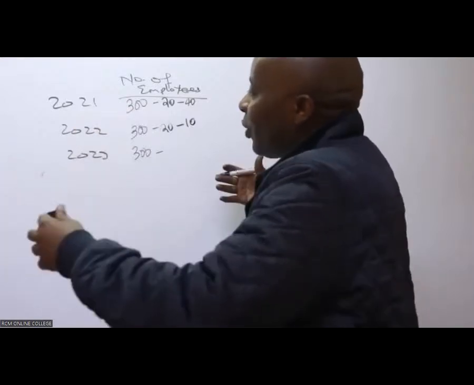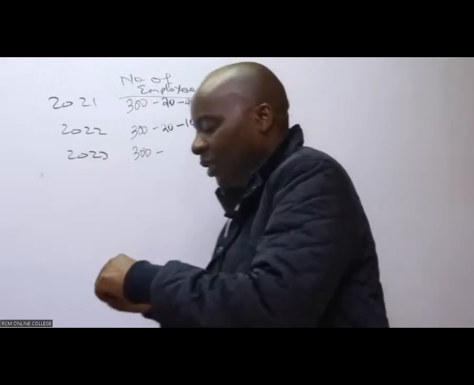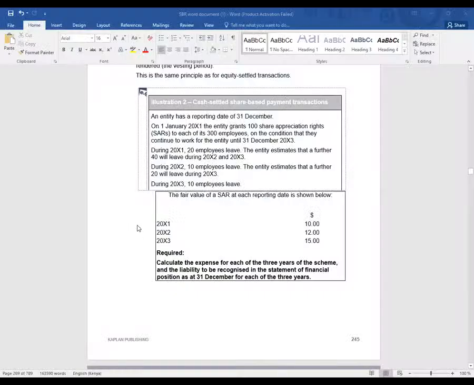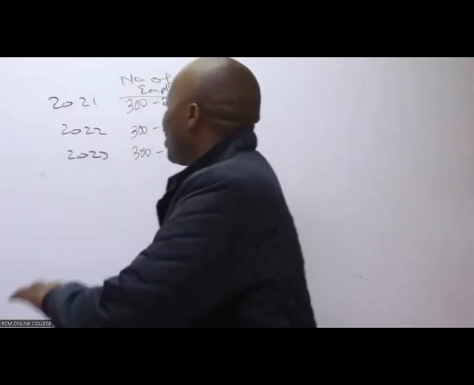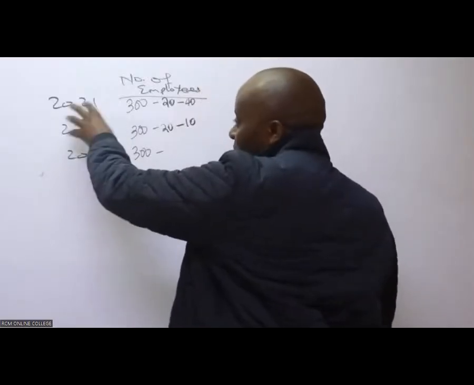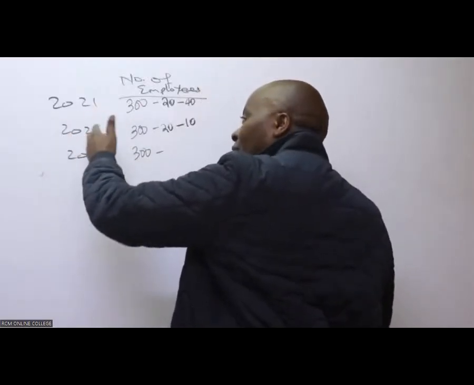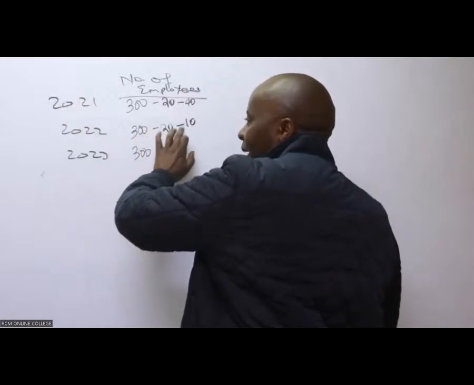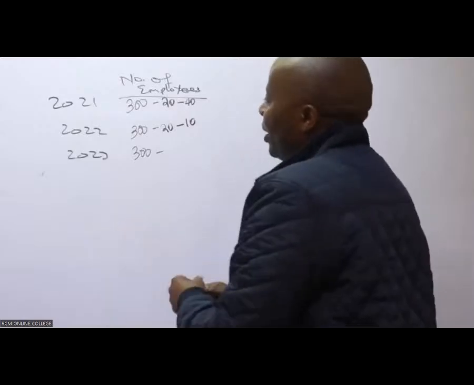A father, read this thing again. So it tells us here, during 2022, 10 employees leave. The entity estimates that a further 20 will leave during 2023. A further. So for me, I would want to be left in this particular year alone. I just want to know how many guys will be left here in 2022 from the 300. So 300 minus 20 minus 10 minus a further 20.